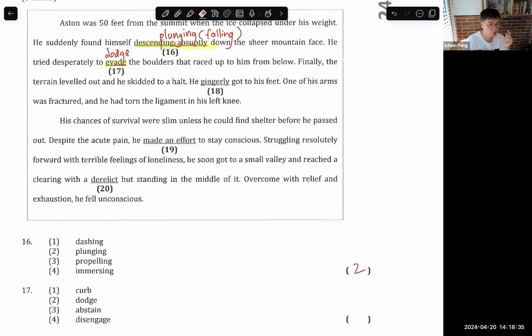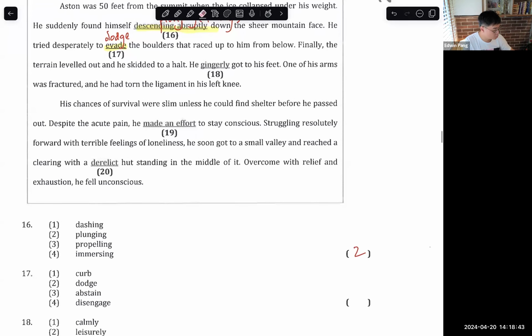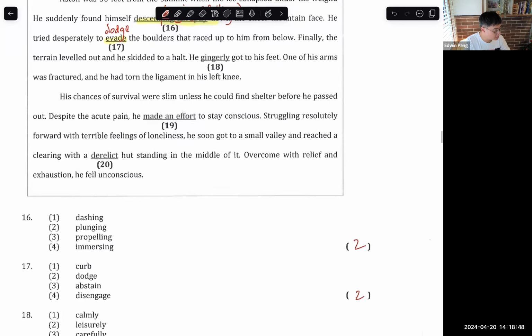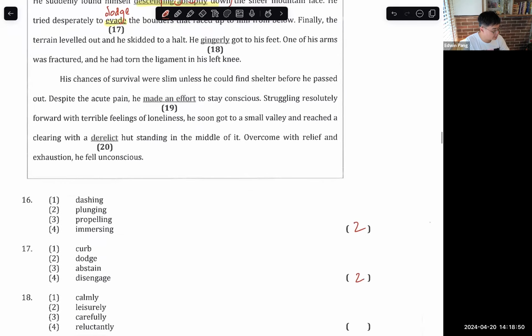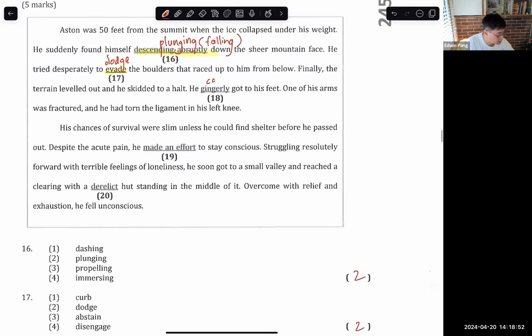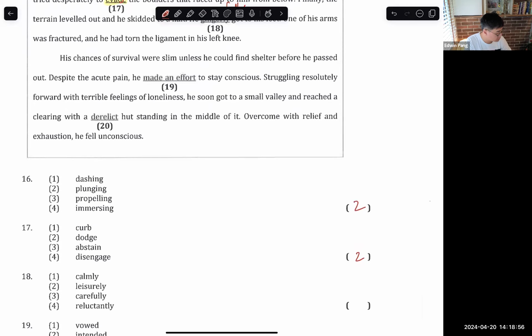Don't be stingy with your voice so that you can engage both cores of your brain in checking whether your answer is correct or not. Okay, so that's number 2. Answer is also 2. Okay, number 3, gingerly. Now this word gingerly has the connotation of carefully. All right, so obviously the answer is carefully. Okay, so that's 3.